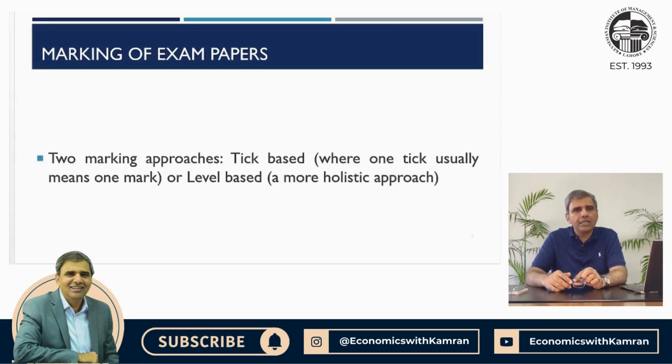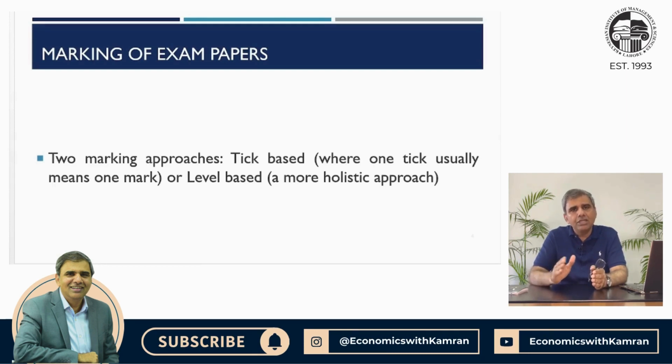The other approach of marking is level based marking. Level based marking is a more holistic approach. The examiner will look at your response and make an opinion on the overall quality of your response. If he thinks your level is a top level, for example level 4, he will award you level 4. And if he thinks your response is not up to the standard needed for level 4, he may award you level 3 or level 2 or level 1 or even level 0. In the case of level 0, you will be awarded 0 marks. In case of level 4, you can be awarded marks in the top range.